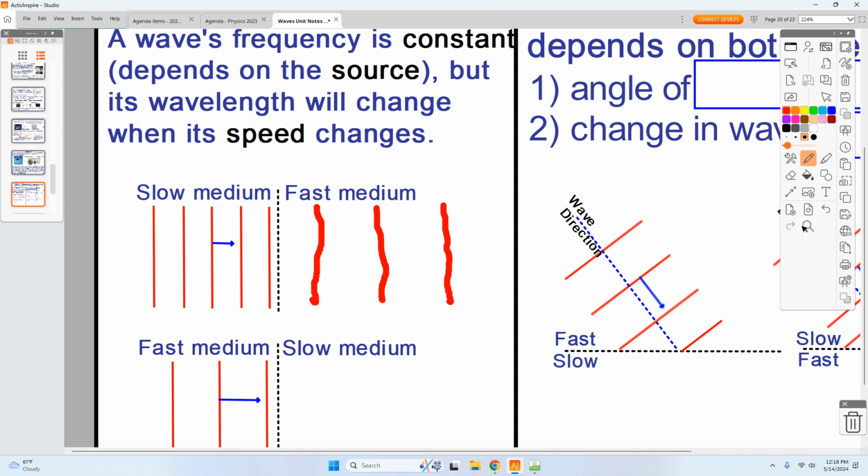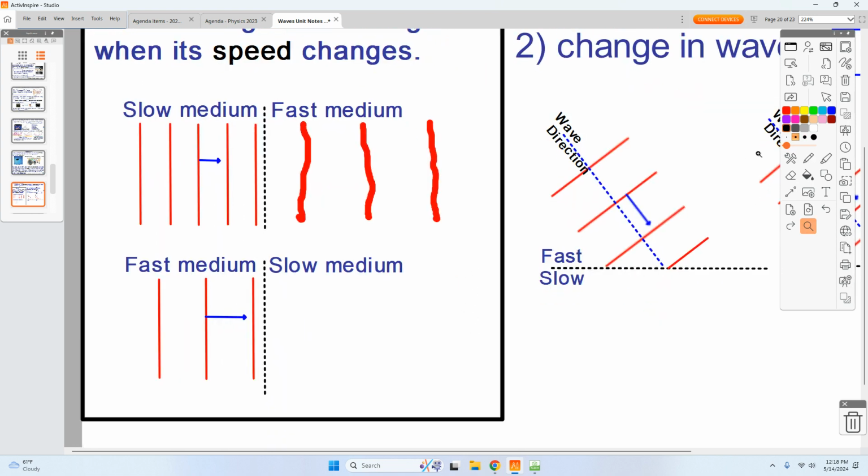Now, if I go from a fast to a slow medium, the opposite should happen. The wavelength should become smaller. And so if I were to look at this hitting that boundary straight on, then the wavelength should become closer together as they travel now at a slower speed.